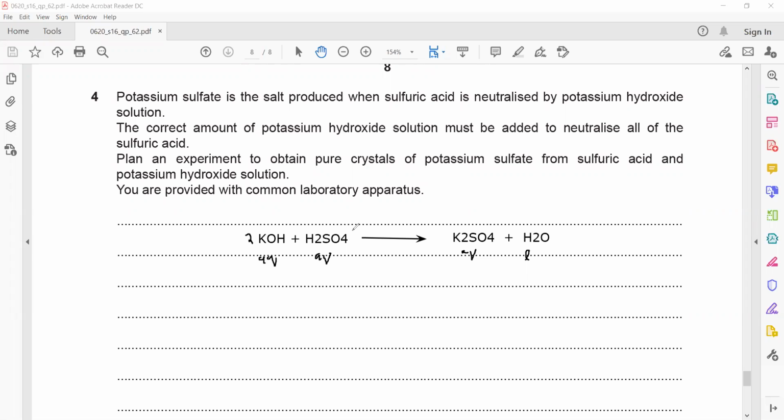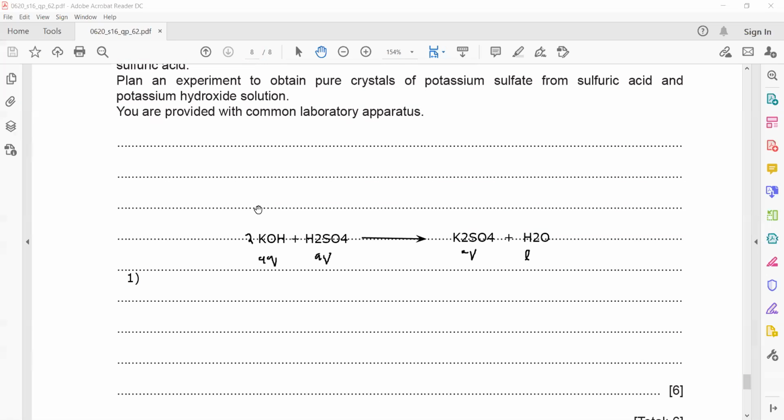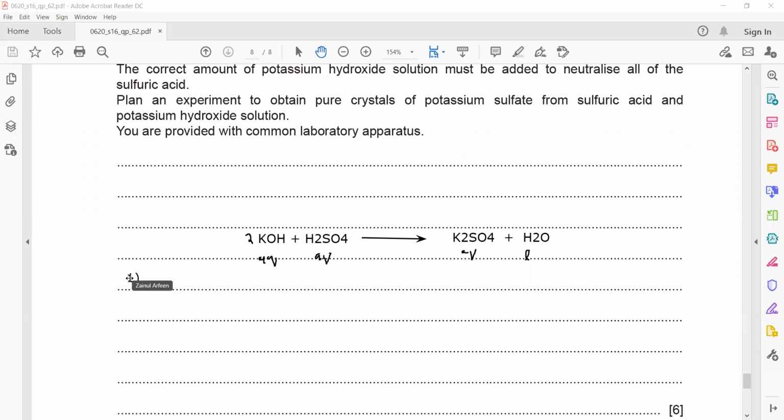Put indicator. Yeah, so we will use indicator. So what we will do first, for example, we will take a measuring cylinder. Using a measuring cylinder, take 10 cm cube of KOH, potassium hydroxide, by help of the measuring cylinder, and transfer it into a conical flask. That is the first thing.